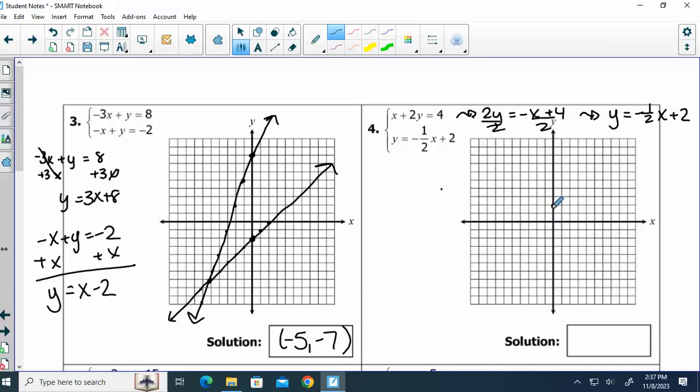We still have to graph it. So it's a y-intercept of 2, slope 1/2, so up 1 over 2. But since they're the same line, I really only have to graph one. So what's my solution? Infinite. Every point on that line is a solution. They are the same thing. So any point on that line works.